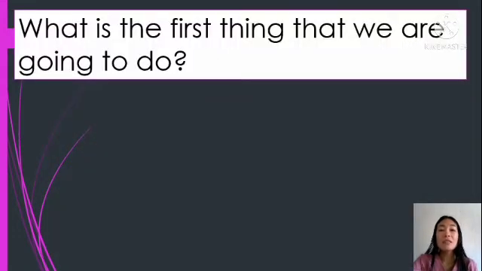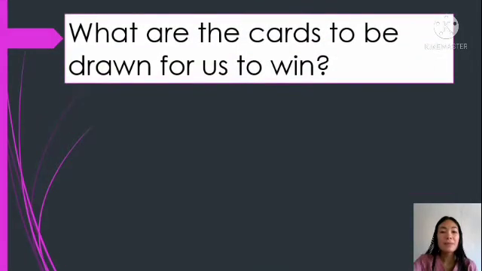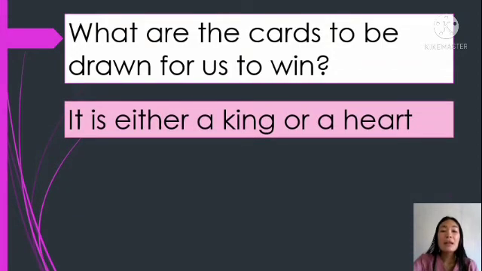What is the first thing that we are going to do? Okay, that's right. We are going to note how many cards there are in the standard deck of cards. How many cards? That's correct. There are 52 cards in the standard deck of cards. Next, what are the cards to be drawn for us to win? What do you think? That's right. It's either a king or a heart card.